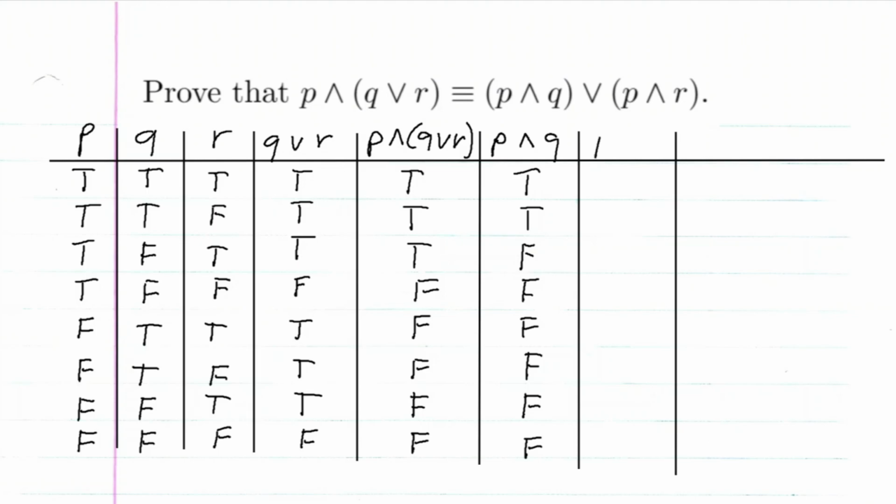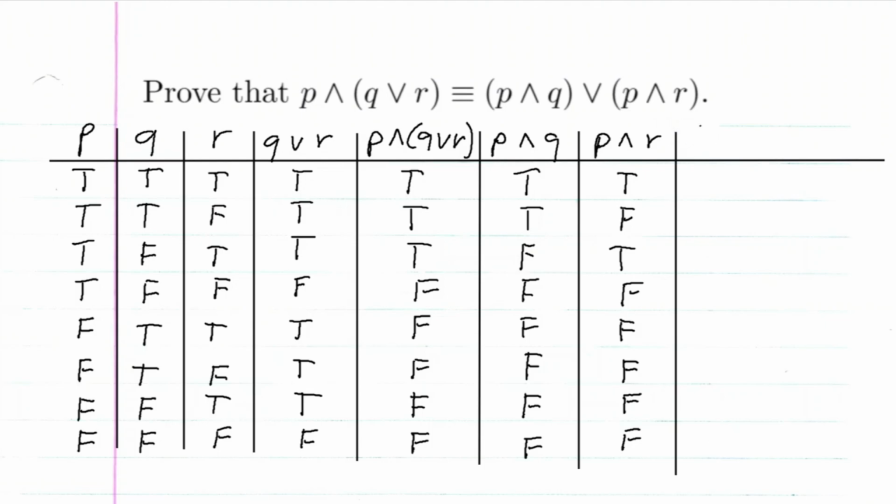Okay, so now P and R. So P and R, so true, false, true, and then the rest of them I can see have a false, right? Because there's a false here, so this one will be false. And the rest of these are false for P, so the rest of these are false.